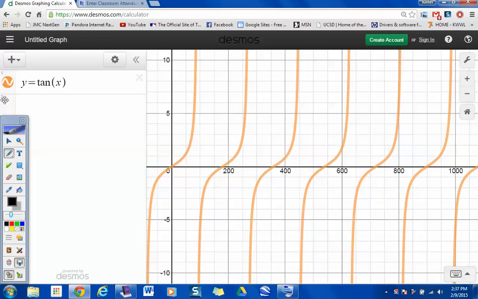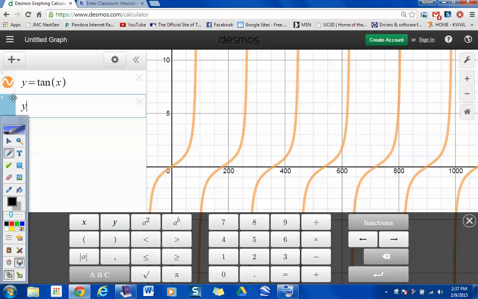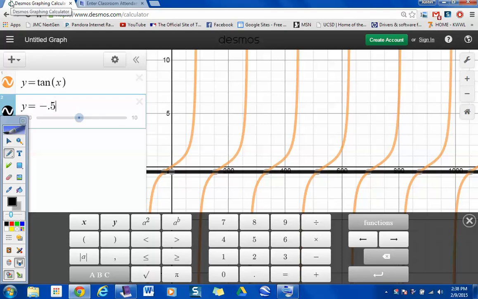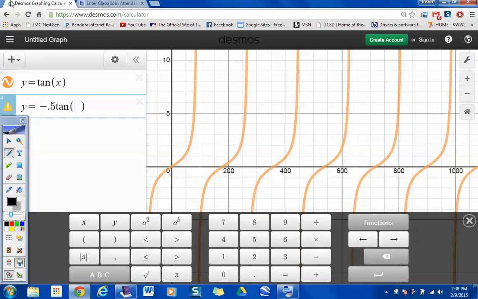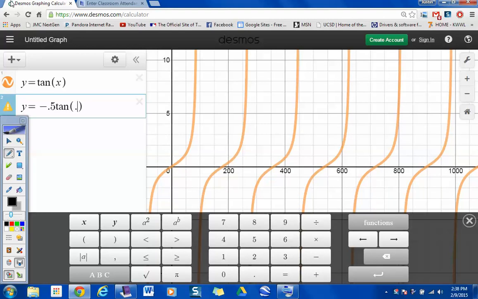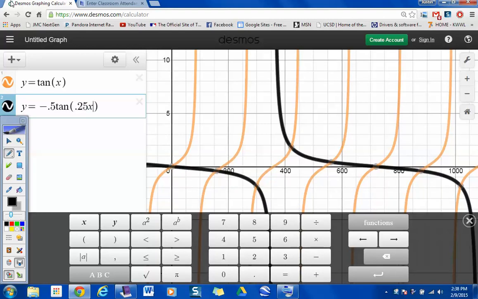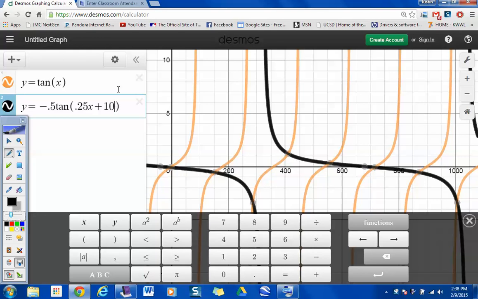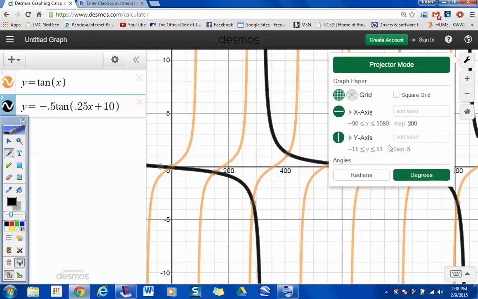Okay, what was the new function? Y equals, who's got it? Negative 0.5? Negative 0.5 times tangent. Is it x plus 10? No, 0.25x plus 10. Okay. Now I'm going to change my window again here a little bit so we can see multiple values. So I'm going to add another 360 to this, so that would make this 1440.